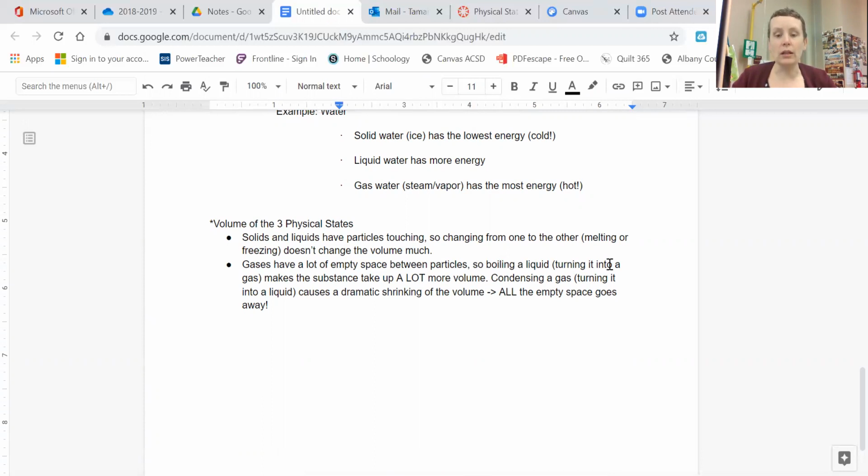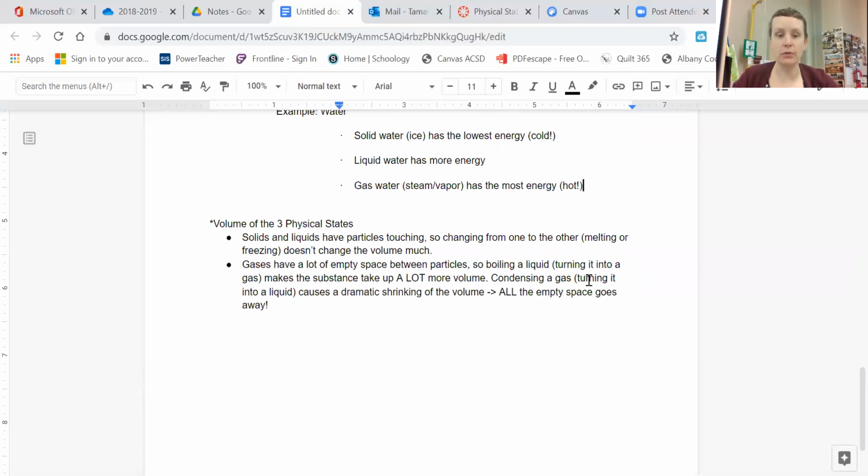So boiling a liquid, which is turning it into a gas, makes this substance take up a lot more volume. If I take a liquid and I boil it, the particles go from touching to being really spread out with lots of empty space. So we are massively increasing that volume.